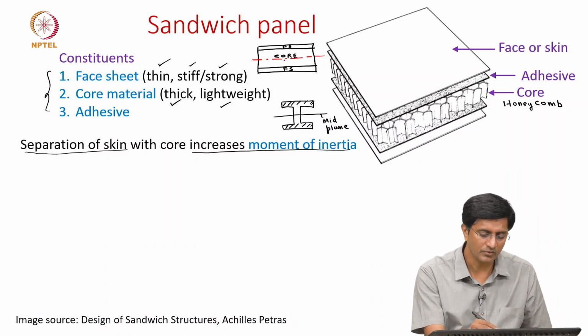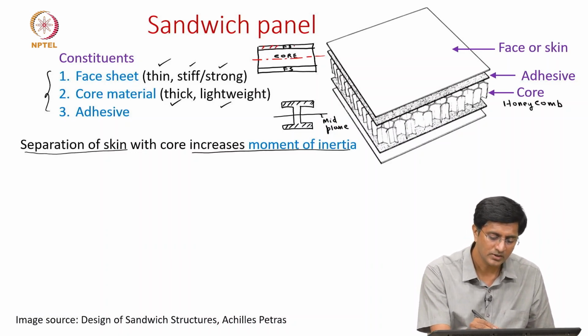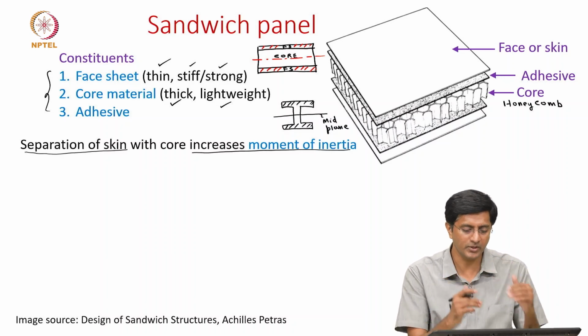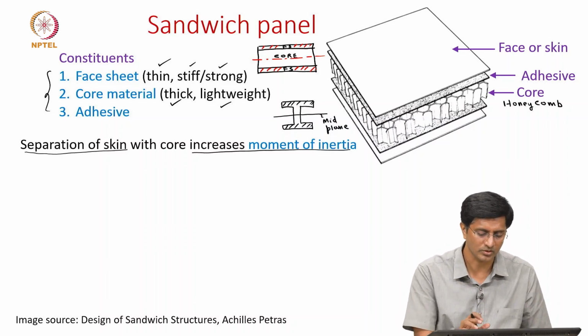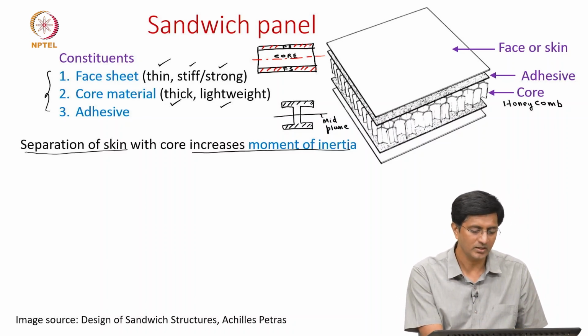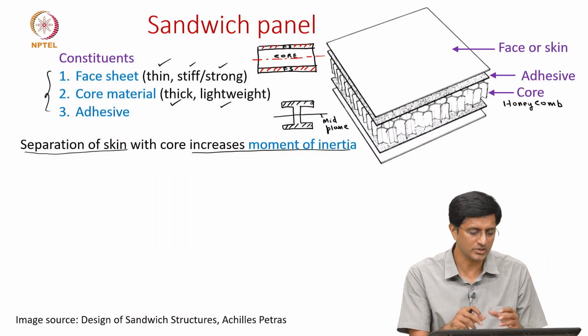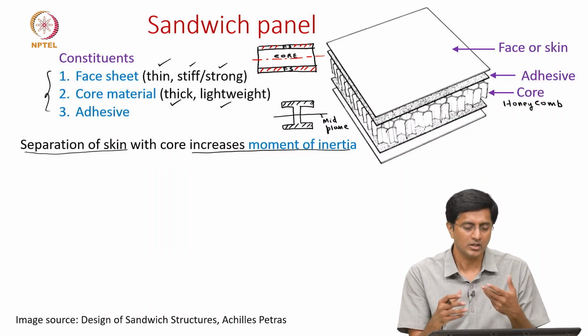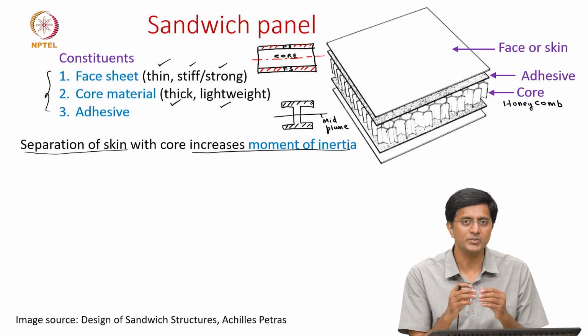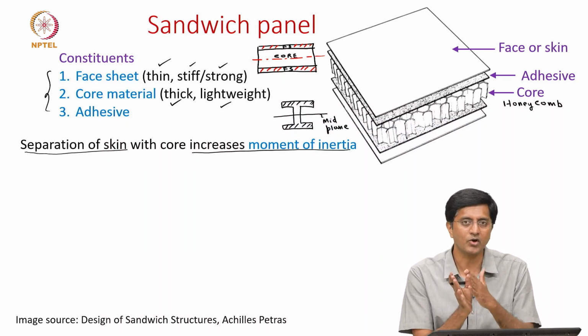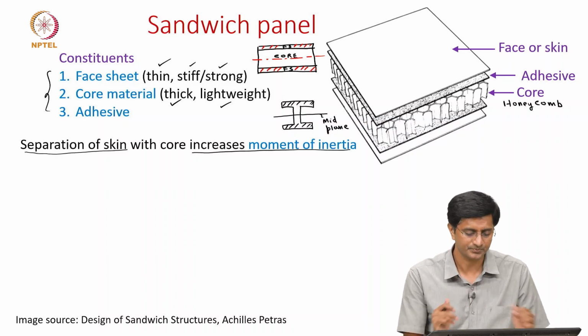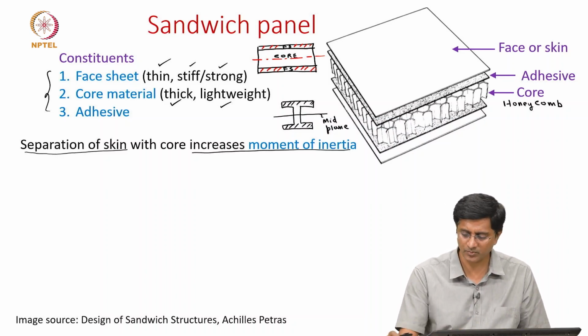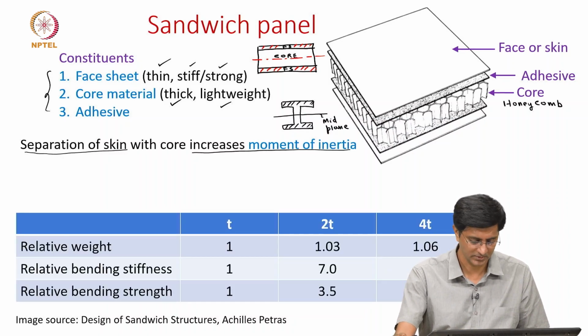So here we have seen that the face sheet, which has the mass and which has a higher stiffness, is away from the midplane, and this is separated using the core. So this explains why the bending stiffness of the sandwich panels is much higher compared to panels prepared from the same mass of materials but made up of compact material without the core. And to illustrate this, let me show you with an example.